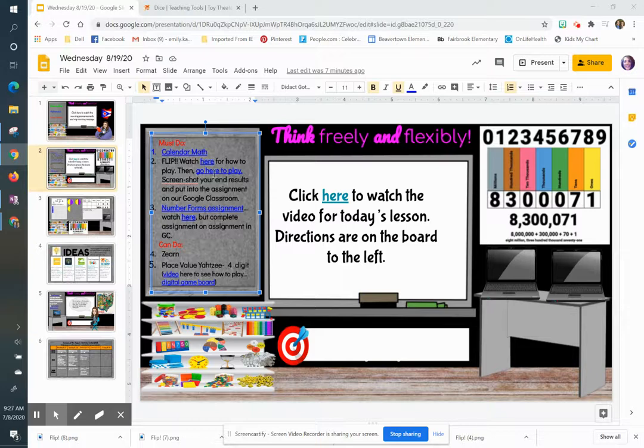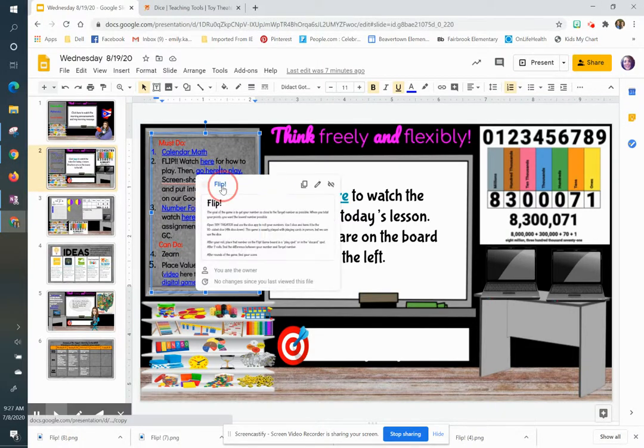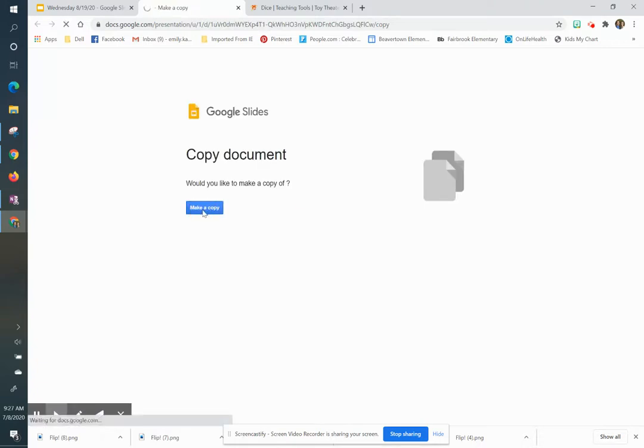All right, let's play flip. You're going to go here. You're going to open it up. The whole point of flip is to get as close as you can to your target number.